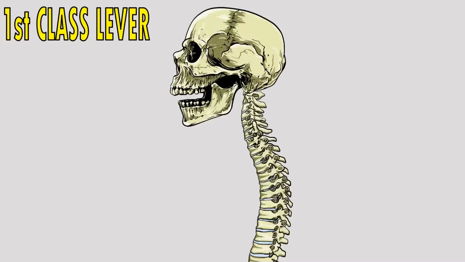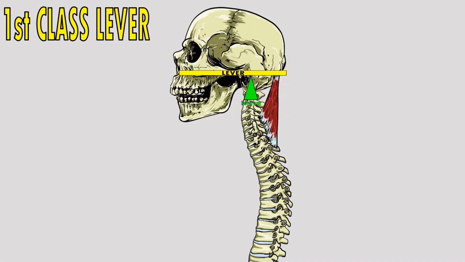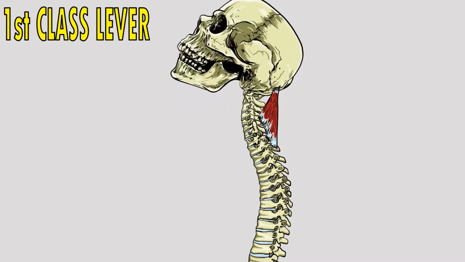The first class lever would be the human head sitting on the spine. The fulcrum would be the middle of the spine on the atlas. The neck muscles would be the effort force, and the weight of the head would be the resistance. The function is to change directions, so when the muscle contracts, it creates force, causing a change of direction.